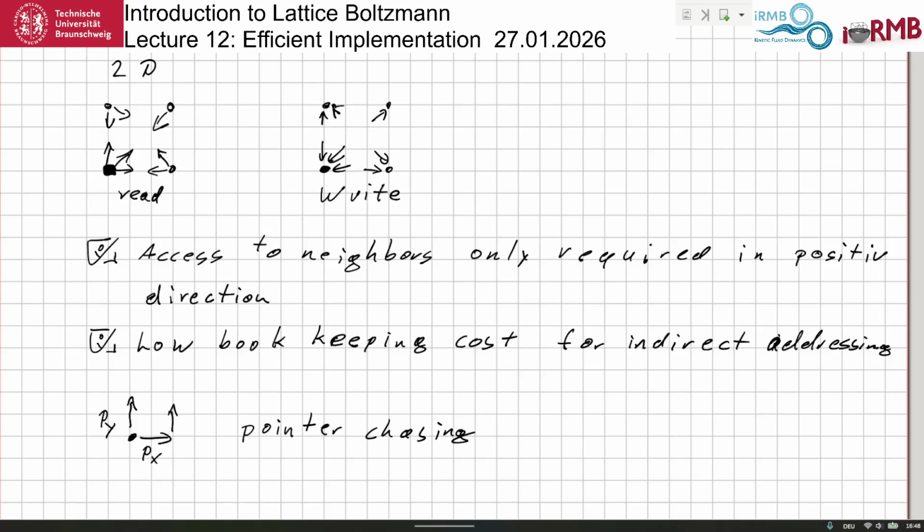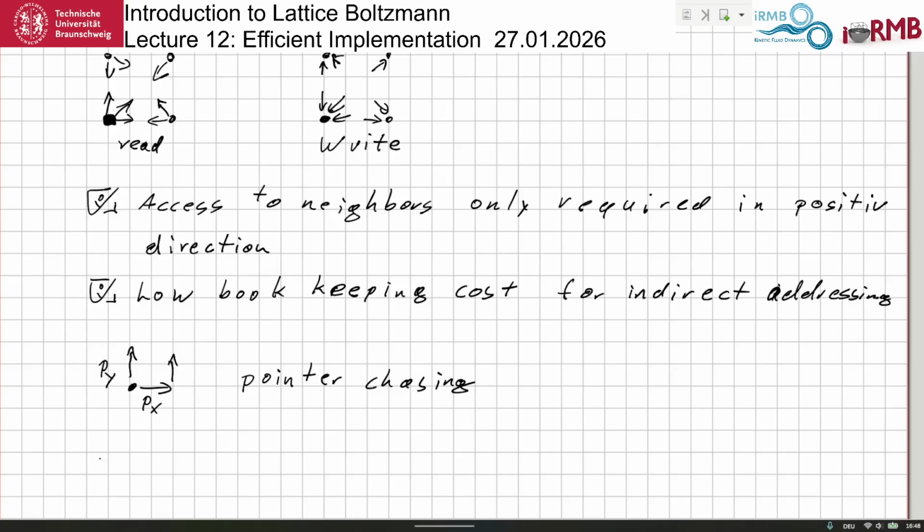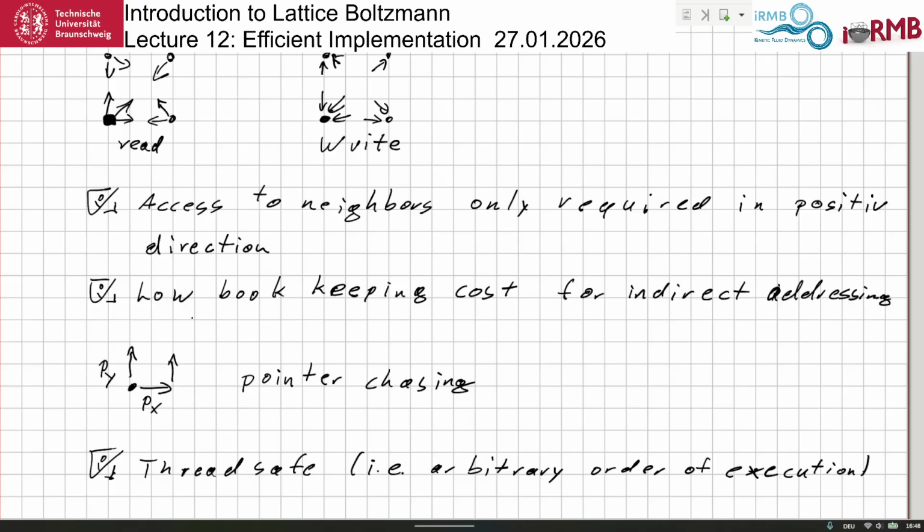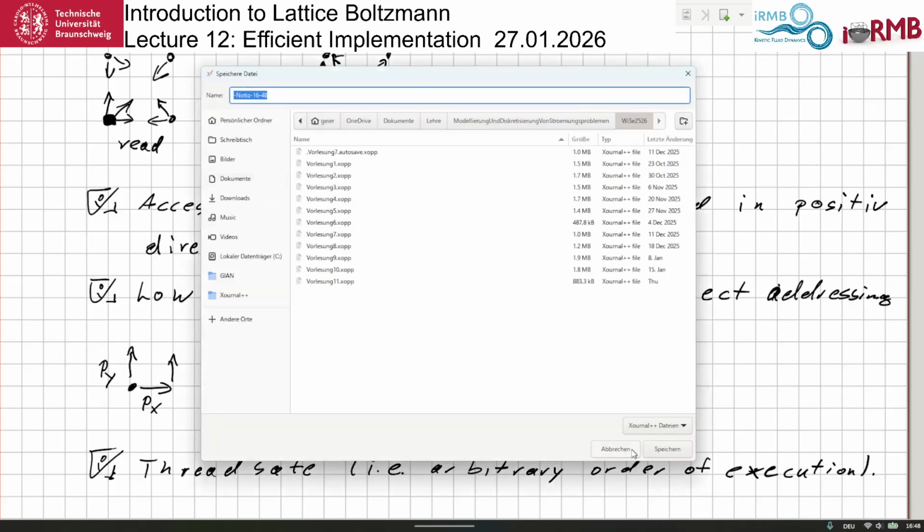Okay, and so important for this method is that it's thread safe, so all of this can be done in arbitrary order of execution. And therefore it can also all be done in parallel. And this is what we usually want to do with GPU computation, right? So that's okay. I do this later.